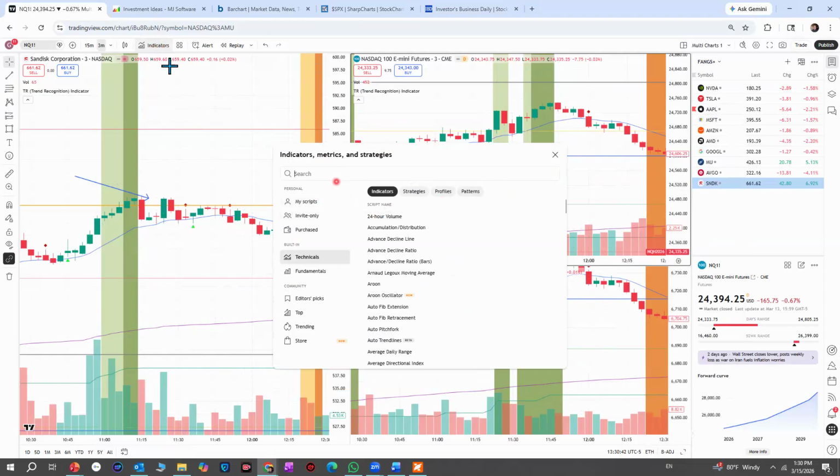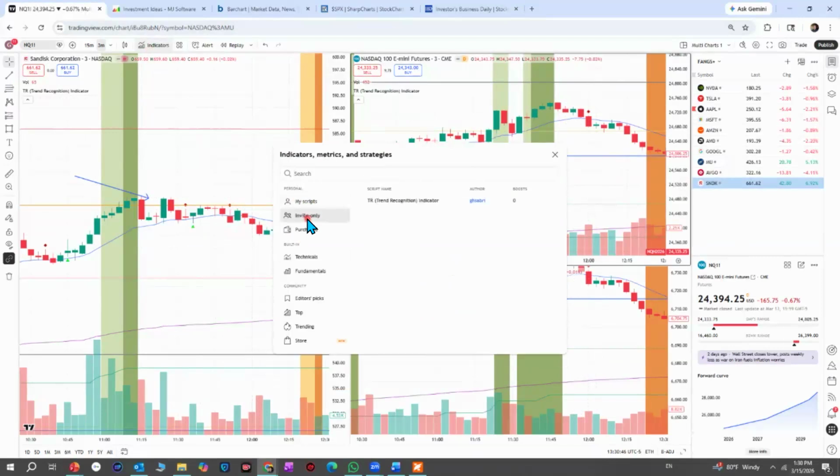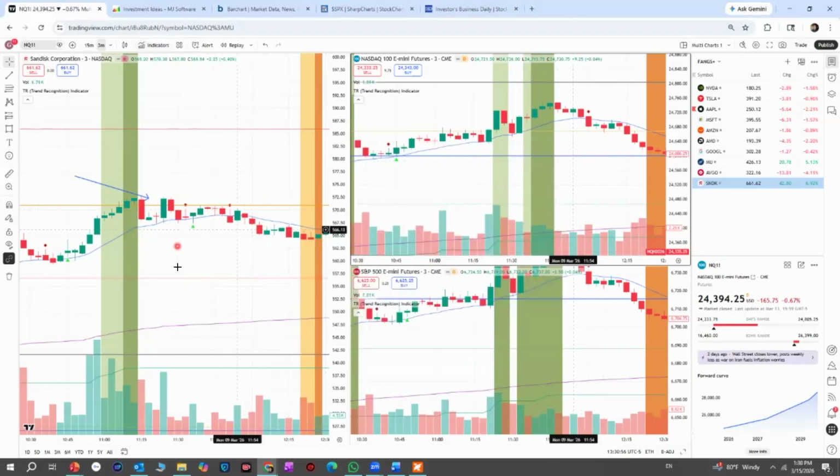When you press this, you have my scripts, invite only. You press this invite only, and then you will see that TR indicator. All you need to do is just accept it, select it, and that's it. On every chart, it will be automatically added.